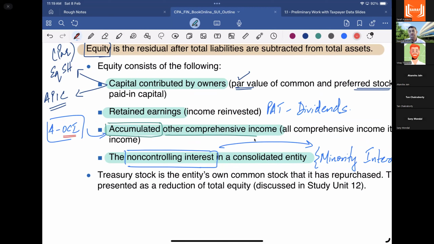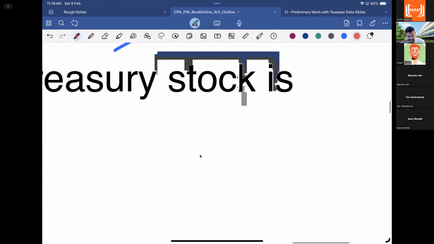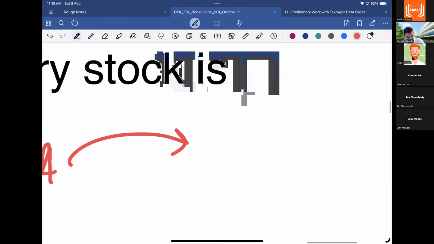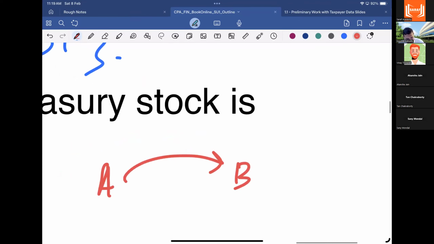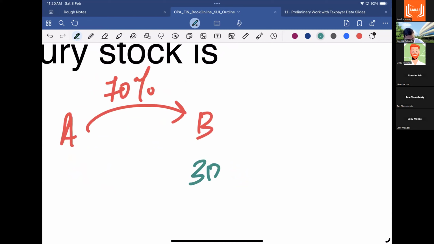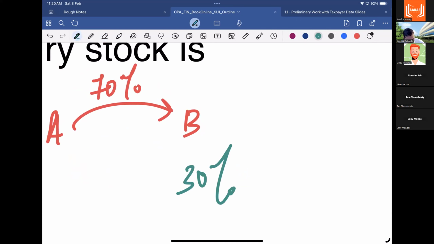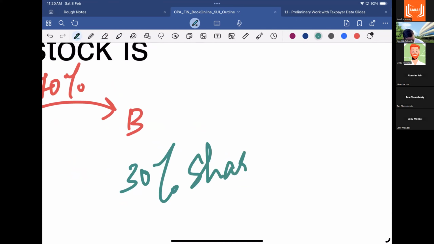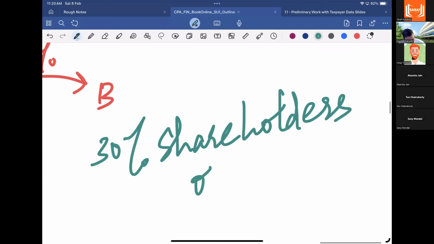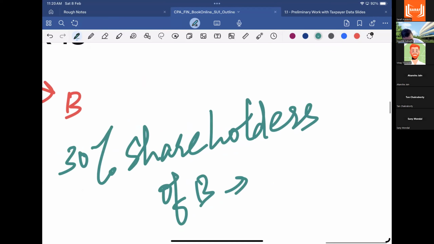So the non-controlling interest in the consolidated entity, of course we are not going to talk about anything related to non-controlling interest at the moment. However, you just need to understand that if there is company A who has acquired, let's say, 70% of company B's shares, then the remaining 30% shareholders of B are basically known as what? We call it MI, minority interest, right?